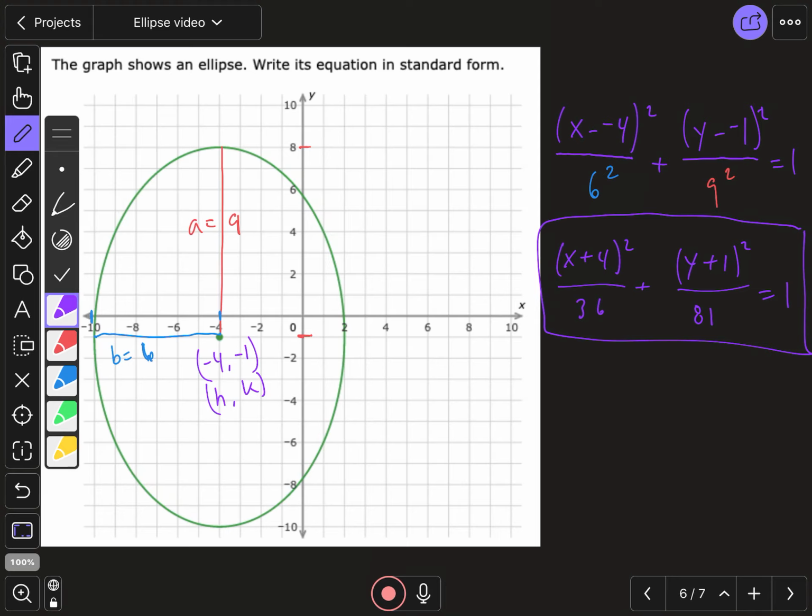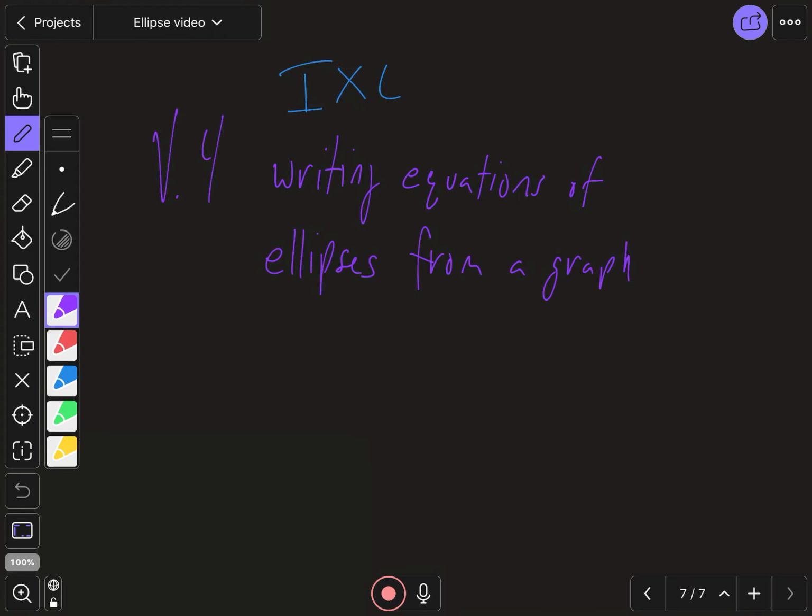So not too bad, going from the graph to the equation. Hopefully you have luck with that. And I bet you can't get 100% on this. I couldn't on this lesson. See if you guys can. It is lesson V4 in Algebra 2, writing equations of ellipses from a graph. You need to get at least an 80, but I bet you can't get 100.